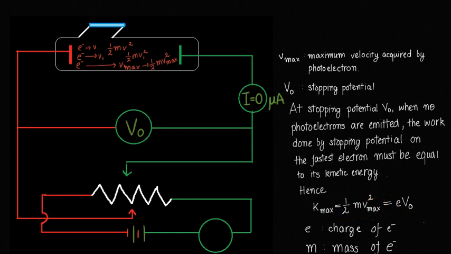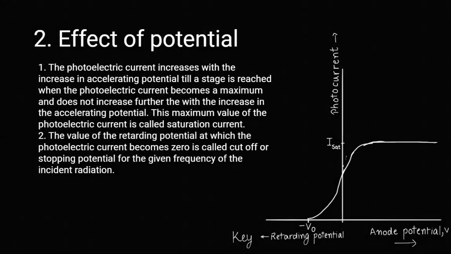Fine. So this is your stopping potential. This stopping potential we will use again when we discuss the same theory, the photoelectric effect, as explained by Einstein, which we will do in our forthcoming classes. For now, you can just remember this formula. This is the stopping potential formula.